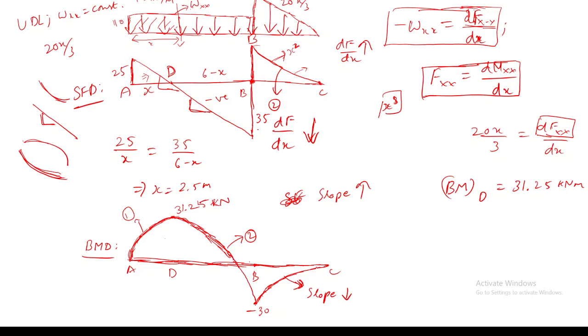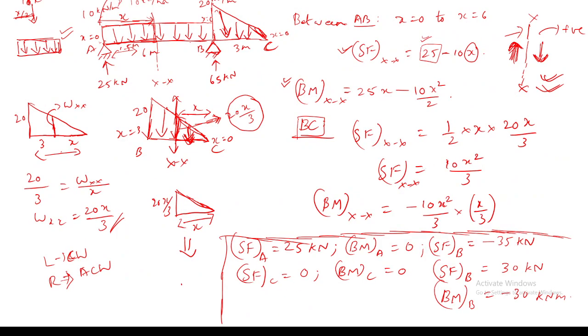This is a cubic parabola, and you can see from the equation also. From B to C, what is the variation of this bending moment? It is in x cube only, 10 x cube divided by 9. So from this also you can see it has a cubic variation.